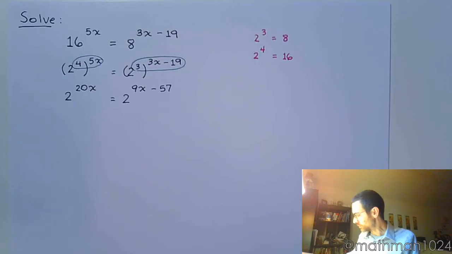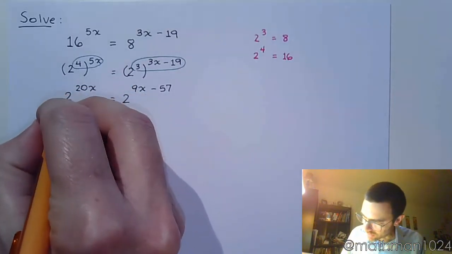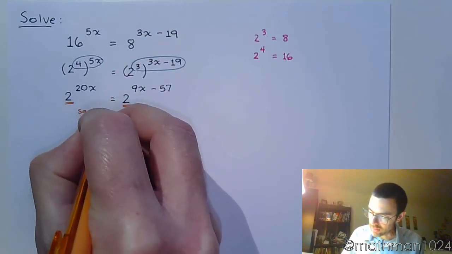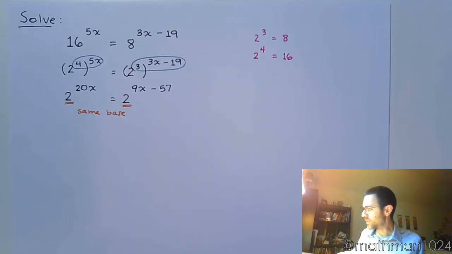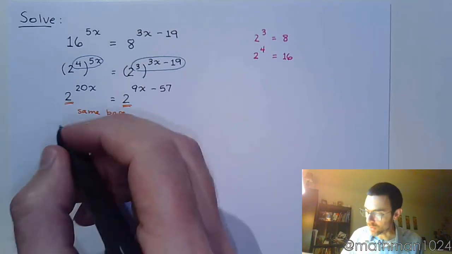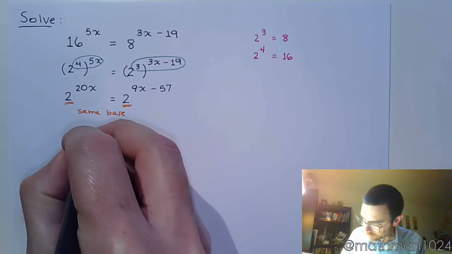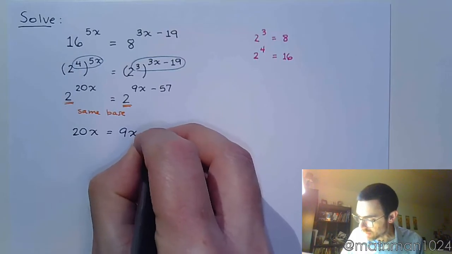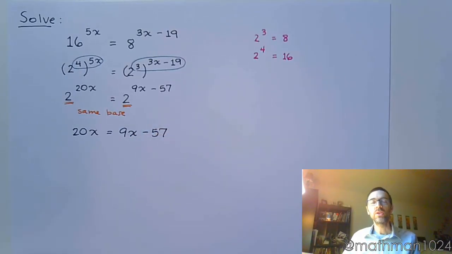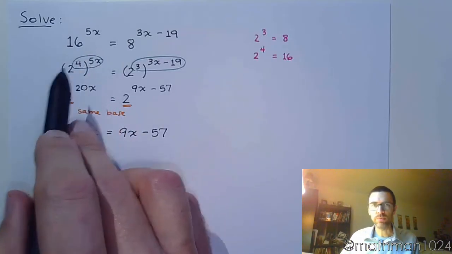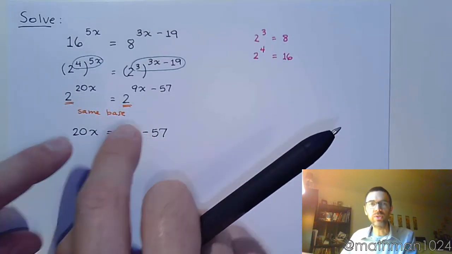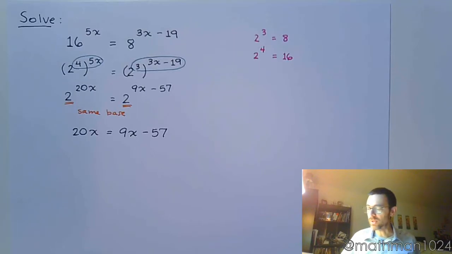And now, since these guys have the same base, that means we can now equate their powers. So we now have the equation 20x equals 9x minus 57. So you get each side to have the same base, and if you've got powers to powers, you're going to multiply those. And now that you have the same base, that means that these powers are equal, and this is your equation. And it's a nice linear equation for us to solve.